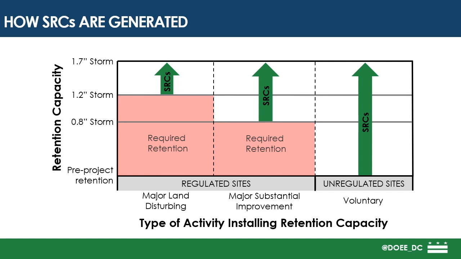Conversely, unregulated projects, so projects that are voluntarily constructed and have no connection to a regulated building project, are able to generate SRCs on the difference between the pre-project retention capacity of the site up to the 1.7-inch storm.